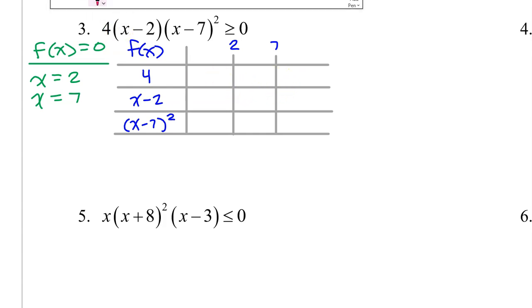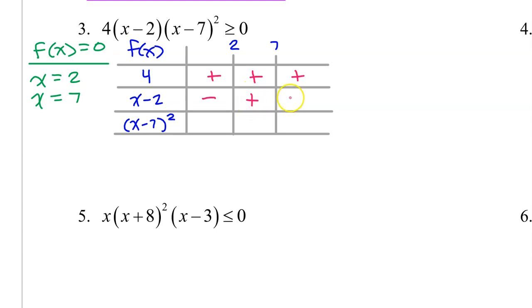Now let's decide whether these factors are positive or negative in each interval. The constant of 4 is, of course, positive in every interval. x minus 2 gave us a zero of 2. It will be negative to the left and positive to the right. x minus 7 squared is going to be positive in every interval because when you raise something to an even power, it turns positive no matter what. f of x overall will be negative in the first interval because we have only one negative, and it will be positive in the other two intervals because it's all positives.